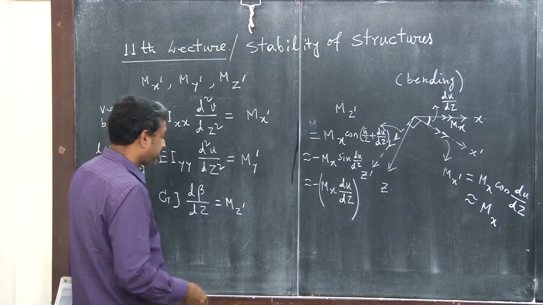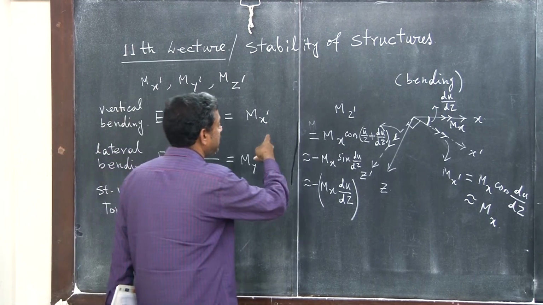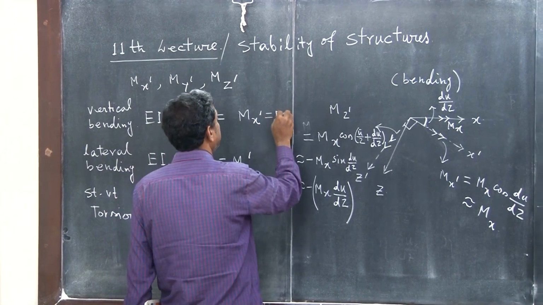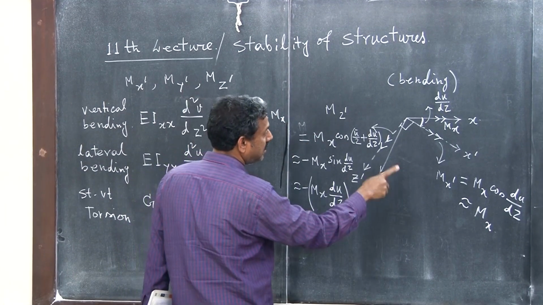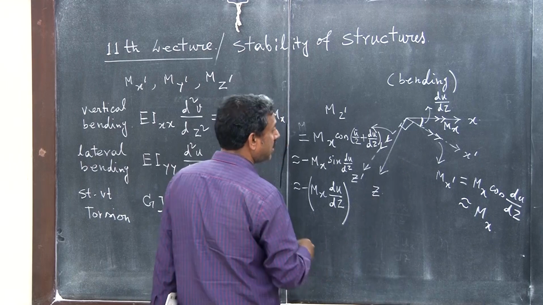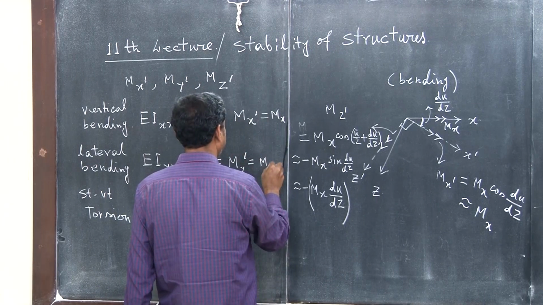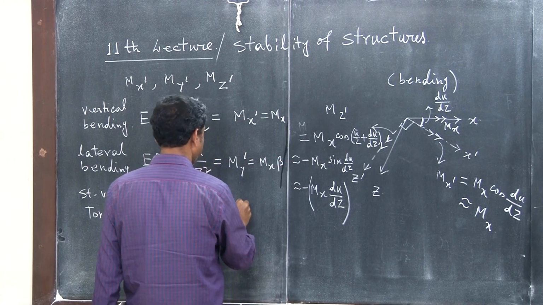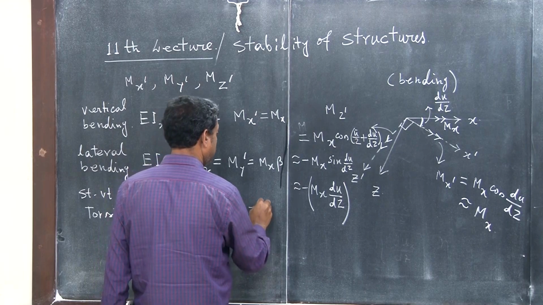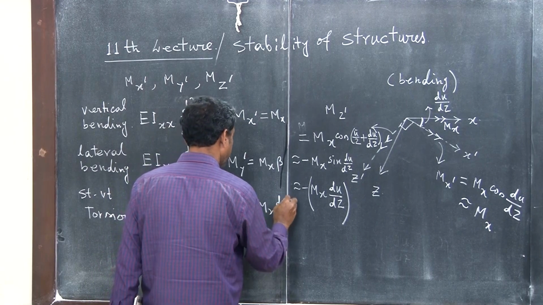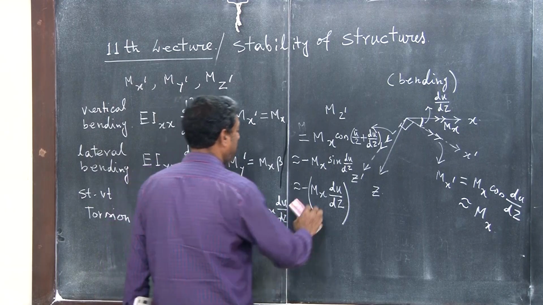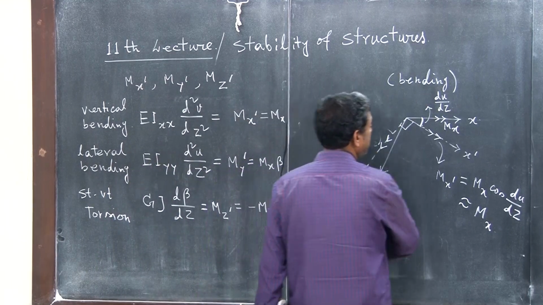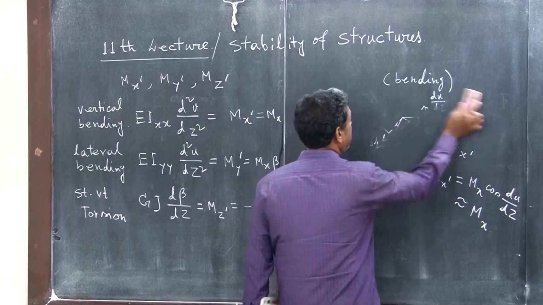Now I will just substitute. Mx dot is always Mx, right? My dot is what? My dot is Mx into beta, right? And Mz is nothing but minus Mx du dz, right? So now I will just remove this. I am removing this one.